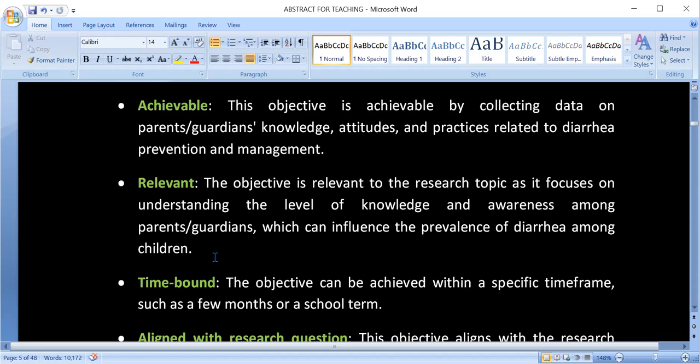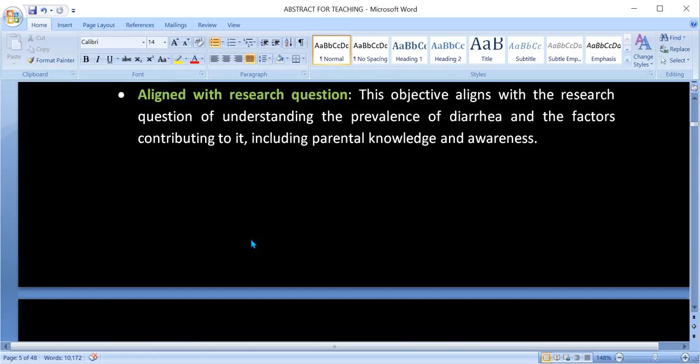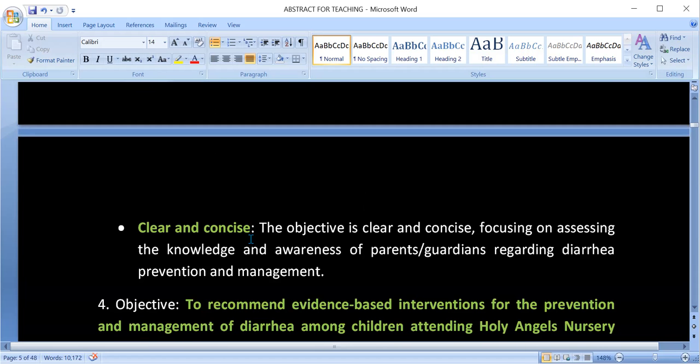So it's achievable. Then it must be relevant to the major aim or major problem, because the title is the problem you are trying to look at. Okay, so it must be relevant to it. Then it should be time bound and it must align with research questions. And it should be clear and concise.